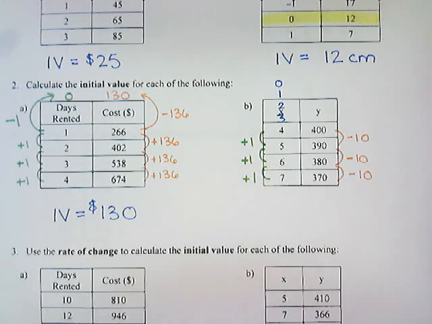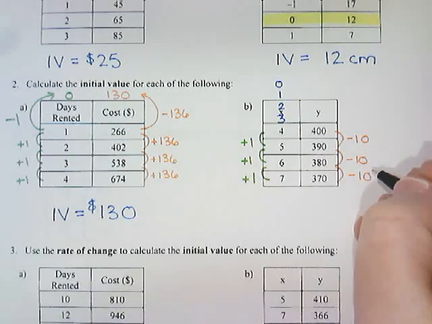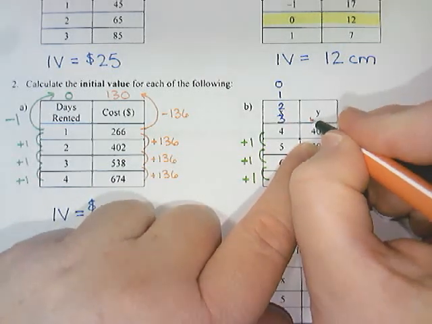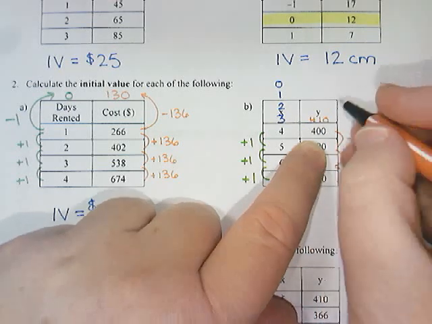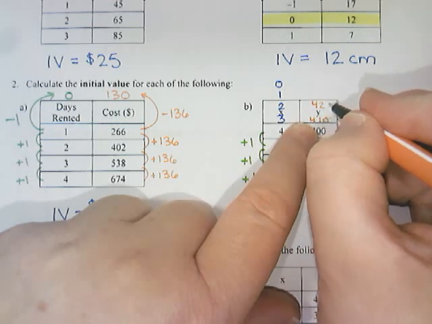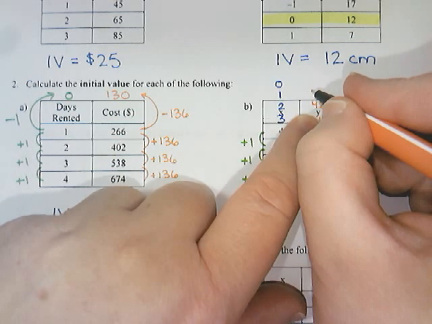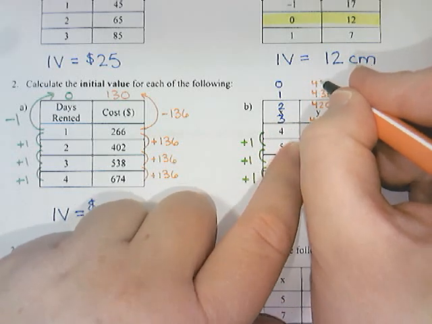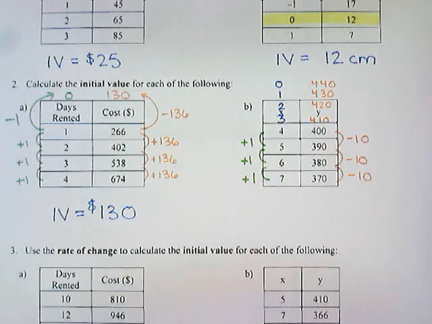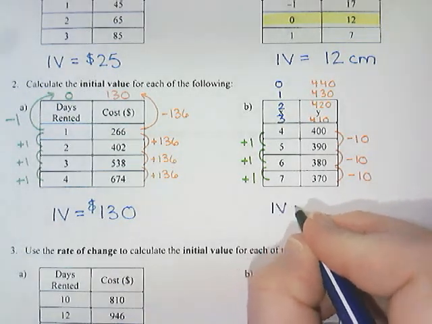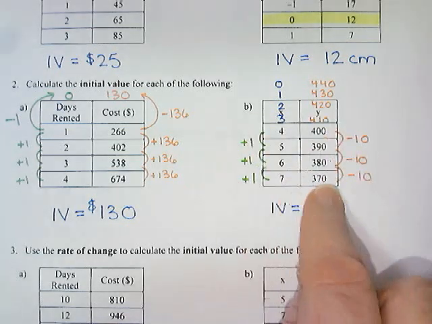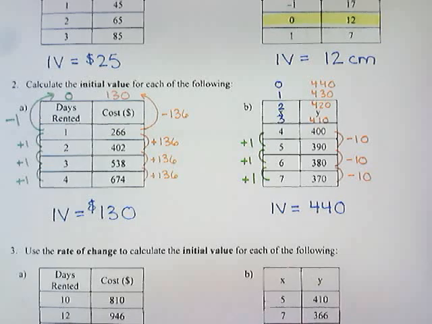So I'm going to have to go back a number of times here. Right? So if I go backwards, instead of subtracting 10, I would add 10. So if I added 10 to 400, I would get 410. And if I added another 10 to that, I would get 420. If I added another 10 to that, I would get 430. And if I added another 10 to that, I would get 440. So my initial value is going to be 440. And there's no unit there, so it's just 440.